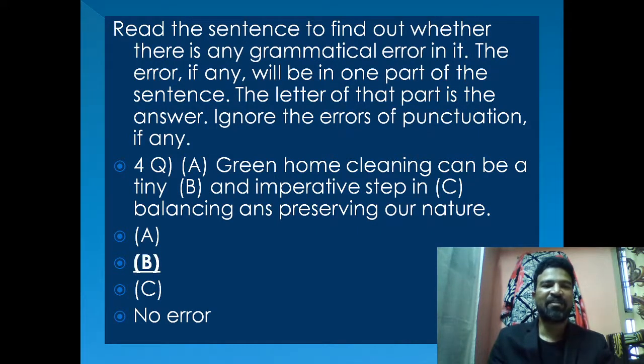Yes, the error is in part B of the sentence. Green home cleaning can be a tiny and an imperative step. What is missing here is the article "an" before the adjective imperative. An imperative step, because before that we have "a tiny", therefore it should be "an imperative". So the article "an" is missing here. The error is in part B.